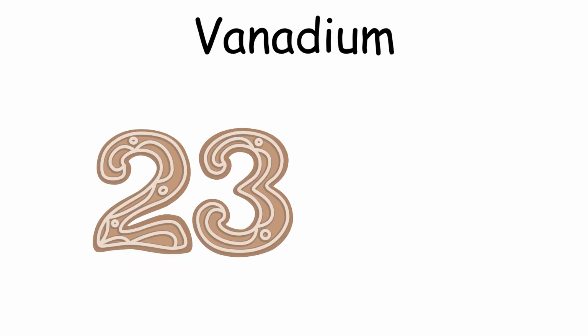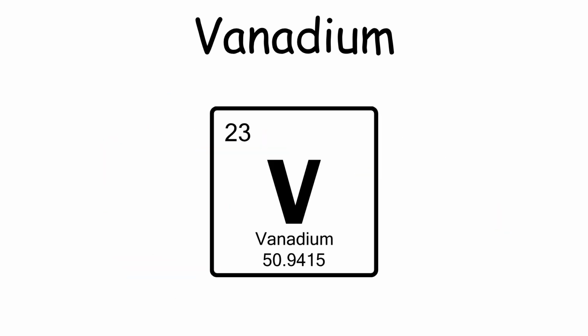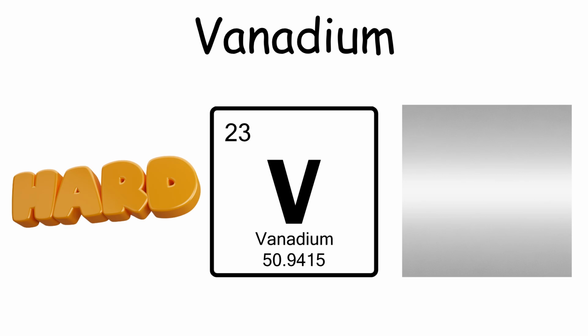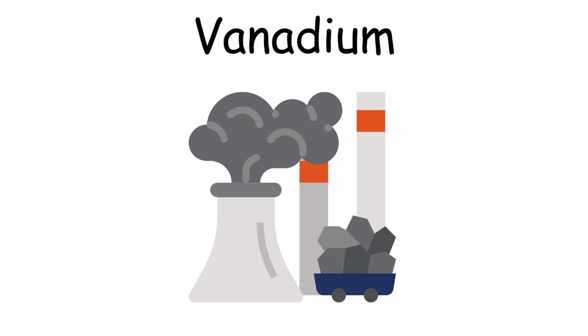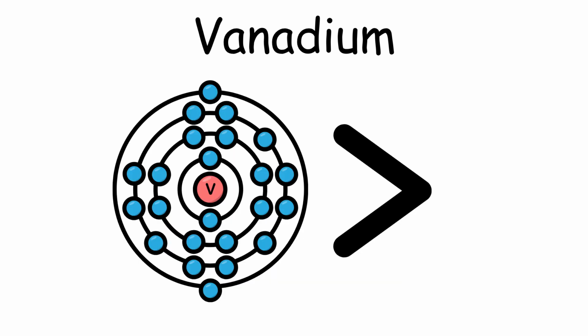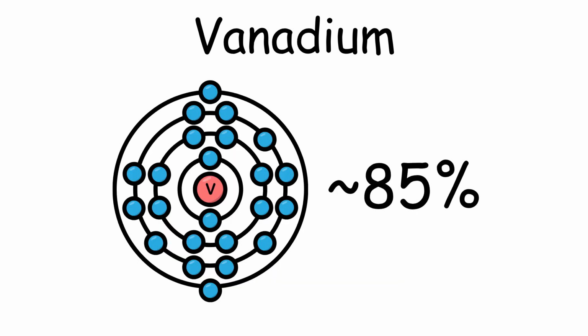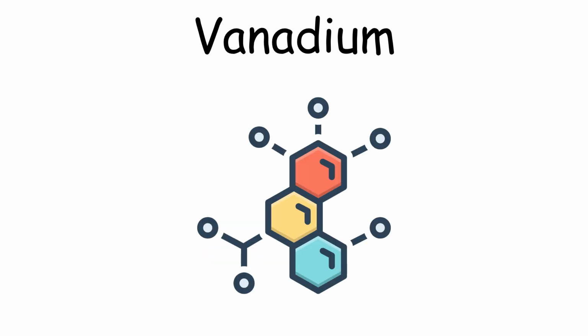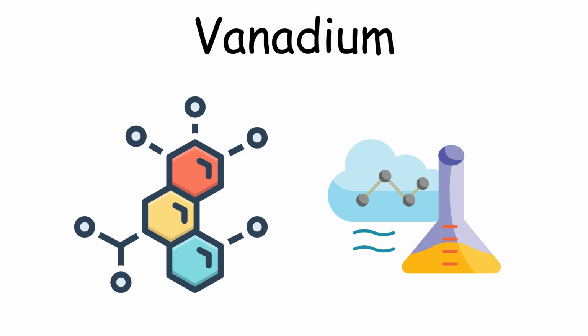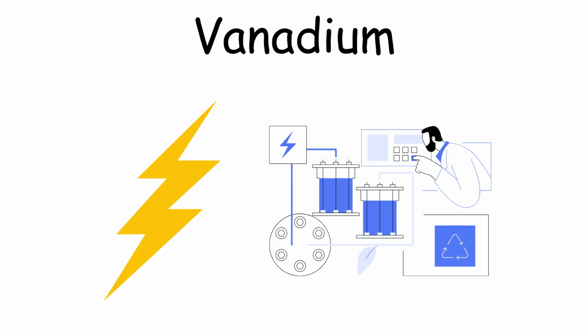The 23rd element with symbol V, vanadium, is a hard, silvery gray metal that is rarely found in nature, occurring in about 65 minerals and fossil fuel deposits. It is harder than most metals, with about 85% of produced vanadium being used as a steel additive, making it stronger. Vanadium compounds are used as catalysts in the process used to make sulfuric acid and to carry charges in flow batteries due to their bulkiness.